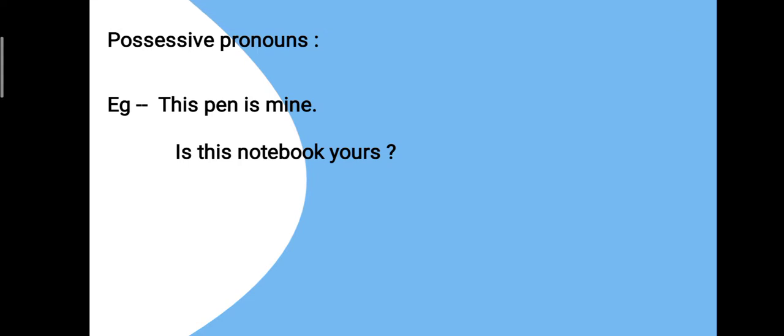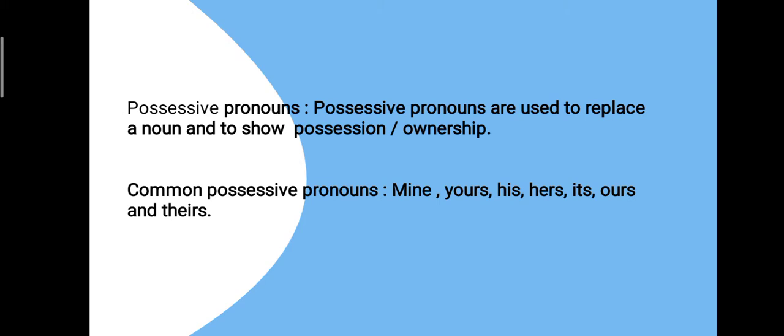Then we have the different kinds of pronouns, and the first one is the possessive pronoun. So student, possessive pronouns are used to replace a noun and to show possession or ownership. And the common possessive pronouns that we use are mine, yours, his, hers, its, ours, and theirs.